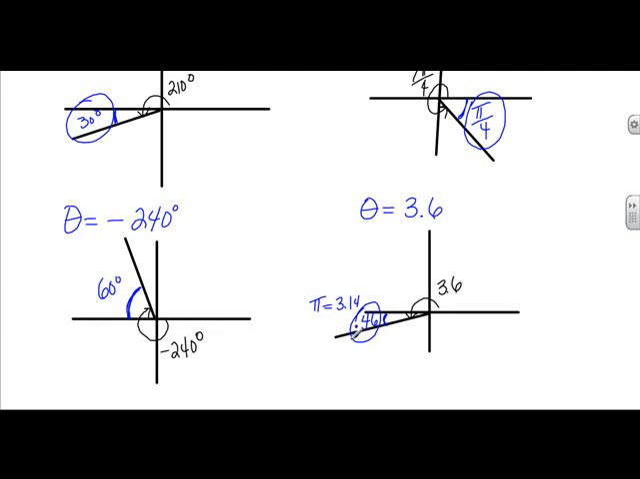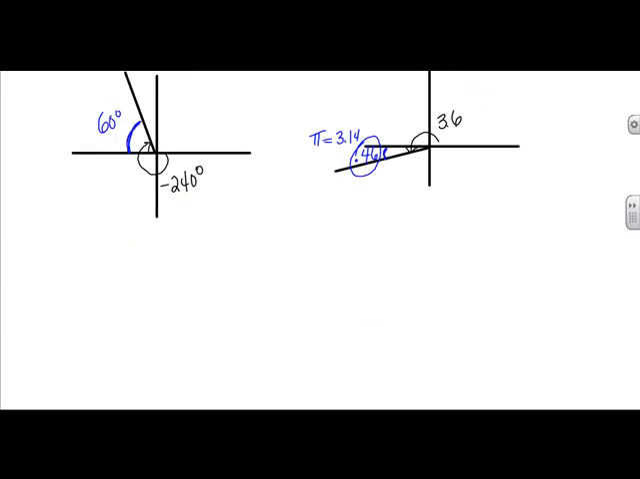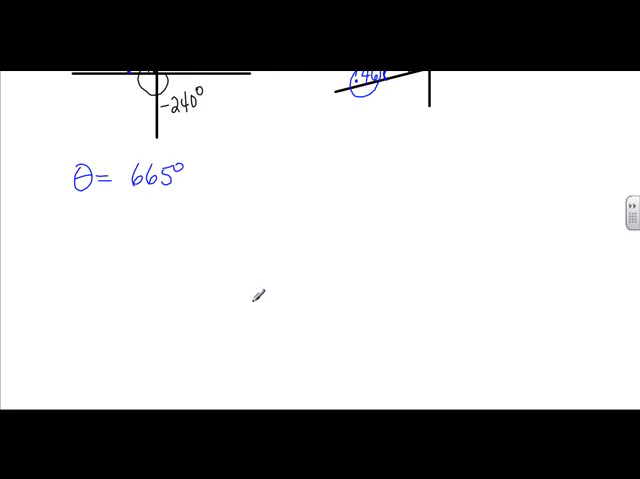If your angle is larger than 360 degrees, we can still think about reference angles. So larger than 360 degrees or larger than 2 pi radians. So what about 665 degrees? First, you have to figure out where that is.